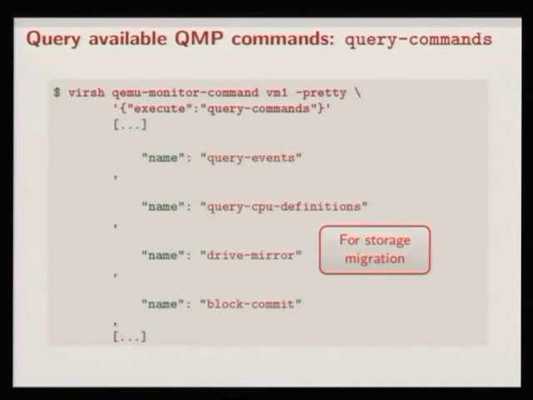When you run that, you see an output like this, but I just trimmed off a lot of output. There are about 160 or 170 commands. One of the commands that I highlighted there is the drive-mirror command, which is used for live storage migration. We'll get back to this.